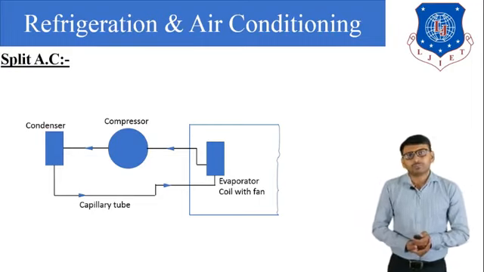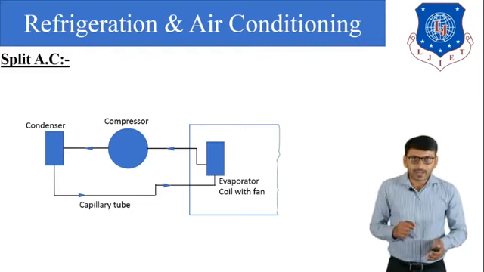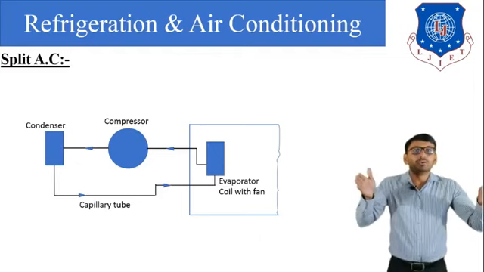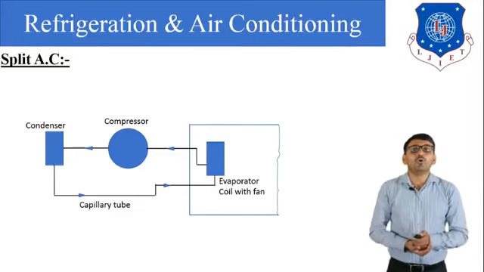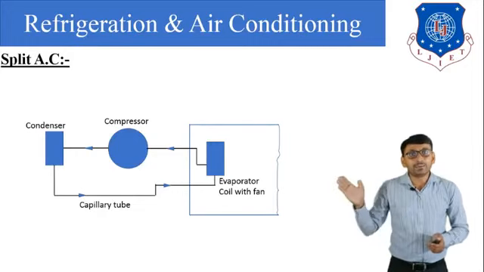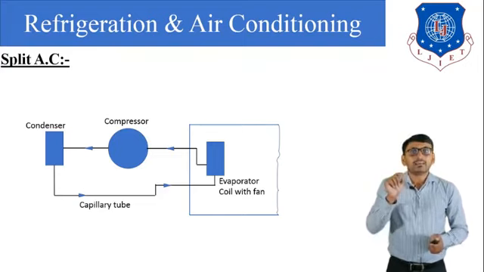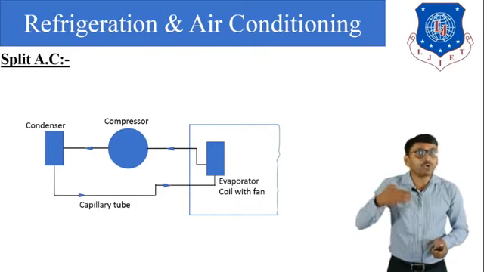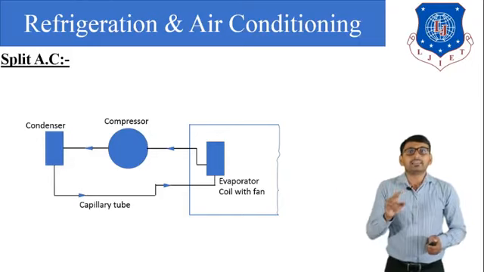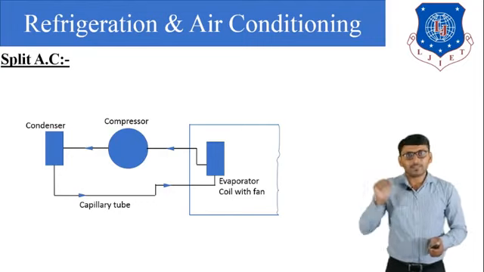Split AC is a modification of window AC. In window AC, all the parts are assembled in one unit only, and this unit we have to place inside the window opening. But in split AC, all the components of AC are grouped into two parts. One part is the outdoor unit and the second part is the indoor unit. So there are two parts in split AC.